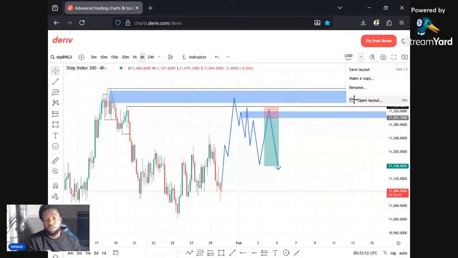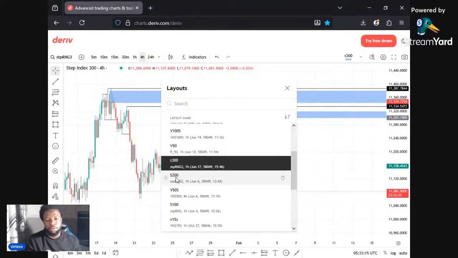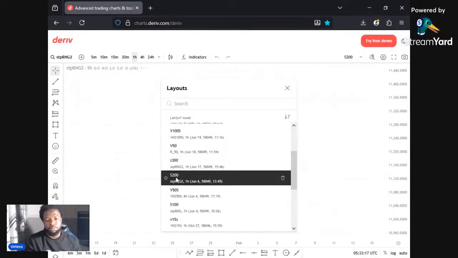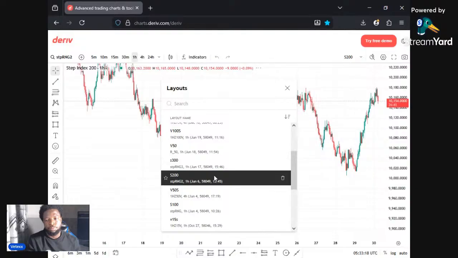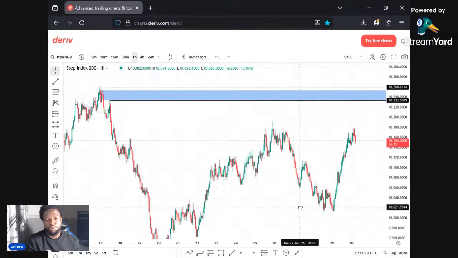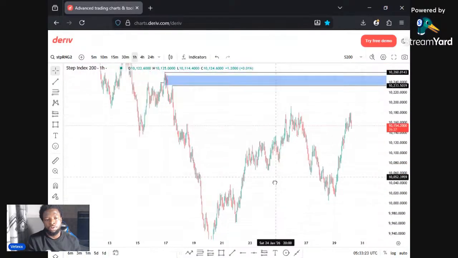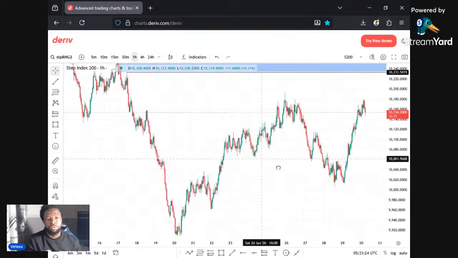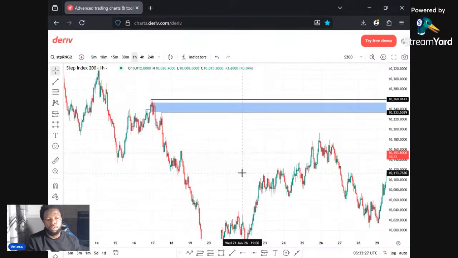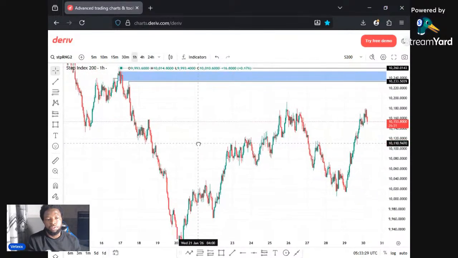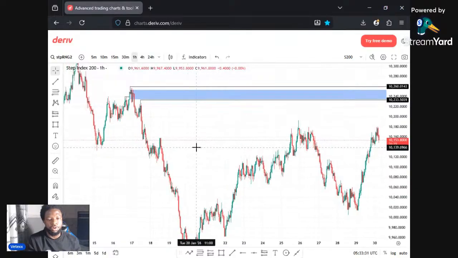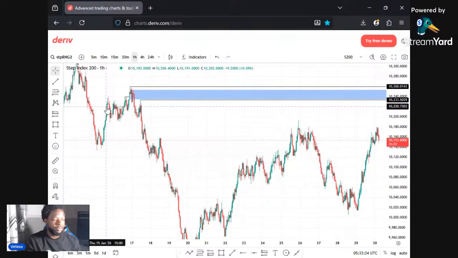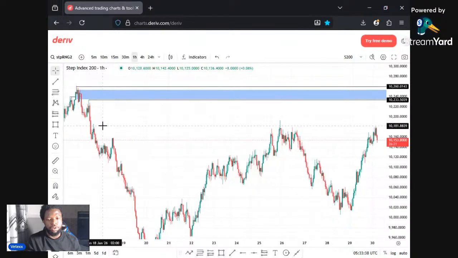Let's check out the next pair on our list, which is Step 200. Let's say Step 200 wants to do the Lord's work. We already have our setup marked down already. Step 200 is bearish on all time frames. The 1 hour time frame is also bearish. We already marked our setup down.